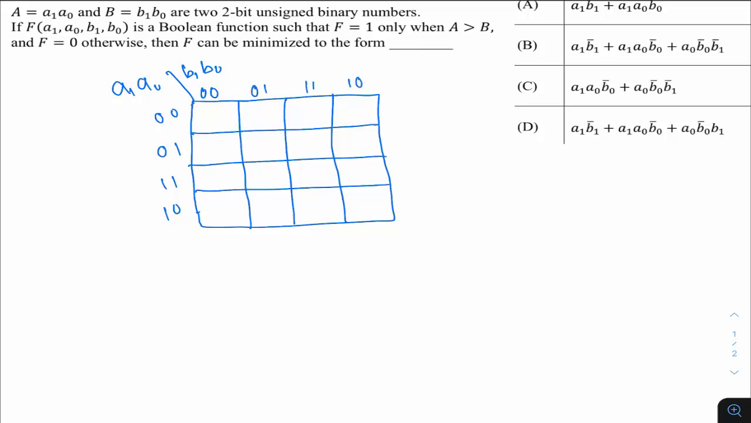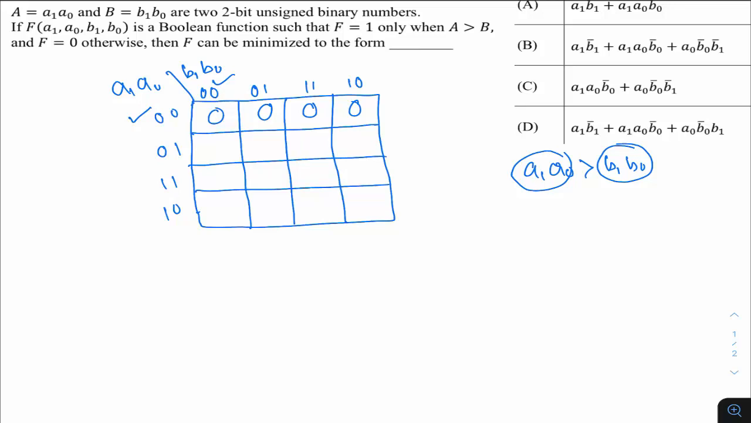So I have to always check whether A1 A0 is greater than B1 B0 or not. A is a number, B is a number, whether A is greater than B or not. If yes, then I should take 1. If not, I should take 0. In the first box, A1 A0 value is 0 0 and this is 0 0. So whether A is greater than B, no, so this is 0. In the entire row, I can say these are all zeros because A value is constantly 0.